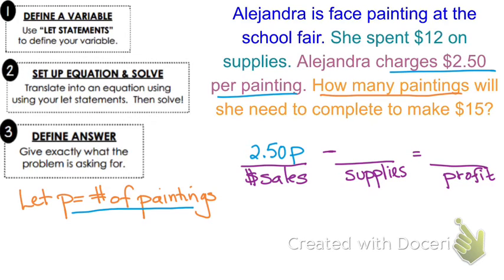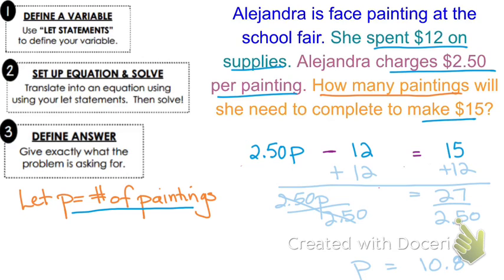How much is she paying for her supplies? $12. So it's not $12 per face painting, it's $12 flat out. She bought a face painting kit, so it's just $12. And then how much did she make? What's her profit? $15. So this is our equation. I'm going to pause and solve this real quick. All right, and I got 10.8, which seems kind of odd.